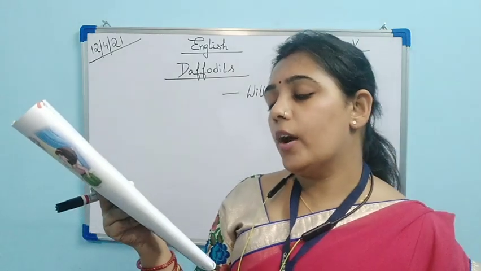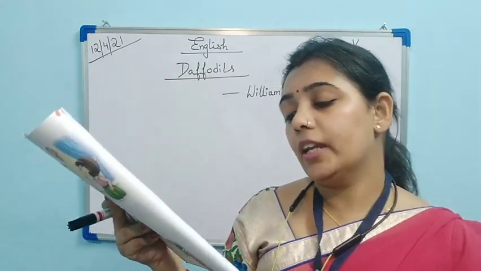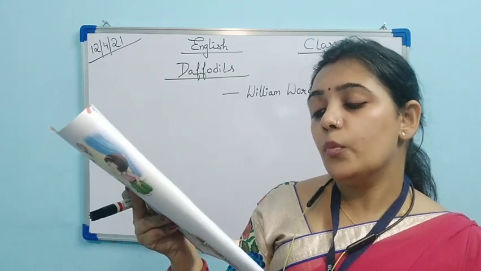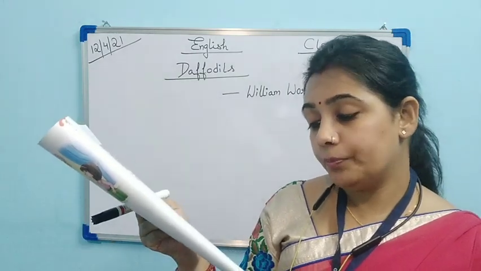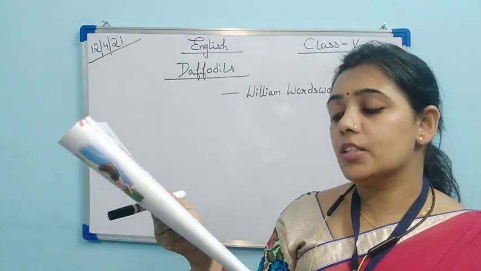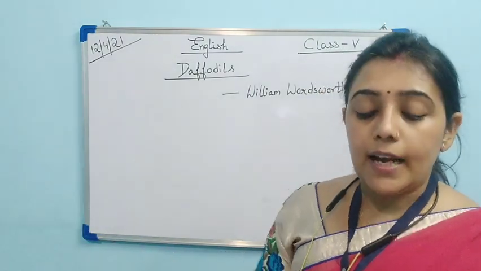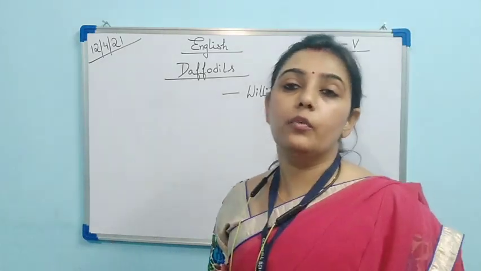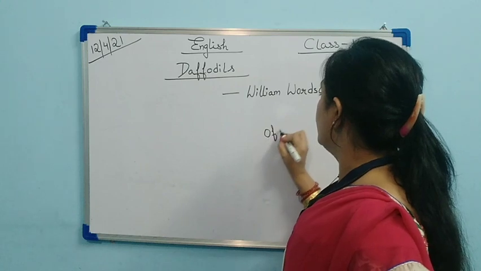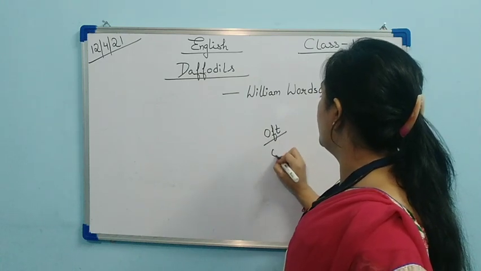For oft when on my couch I lie, in vacant or in pensive mood, they flash upon the inward eye, which is the bliss of solitude. And then my heart with pleasure fills and dances with the daffodils. That means for oft. Oft is the word used for often, O-F-T.